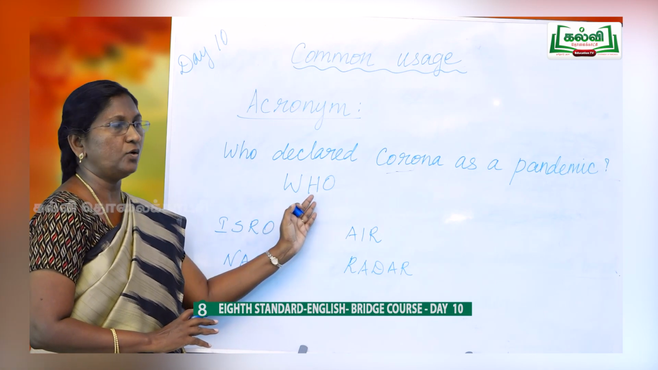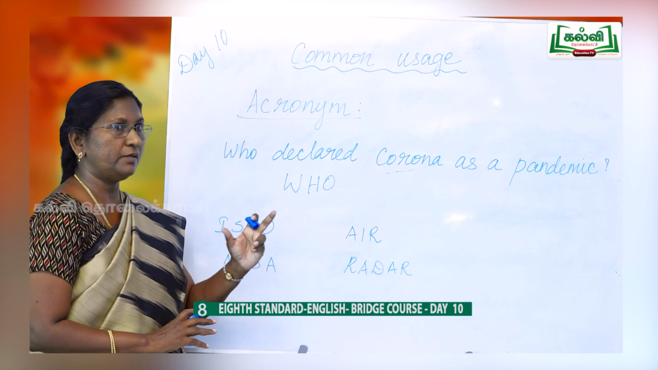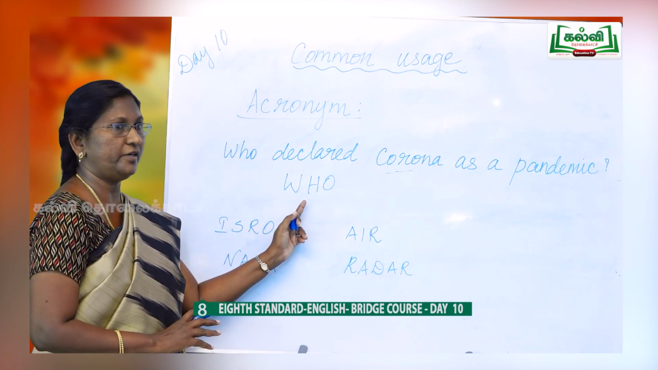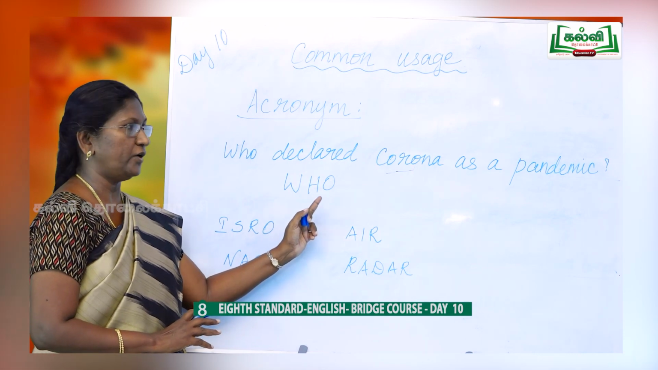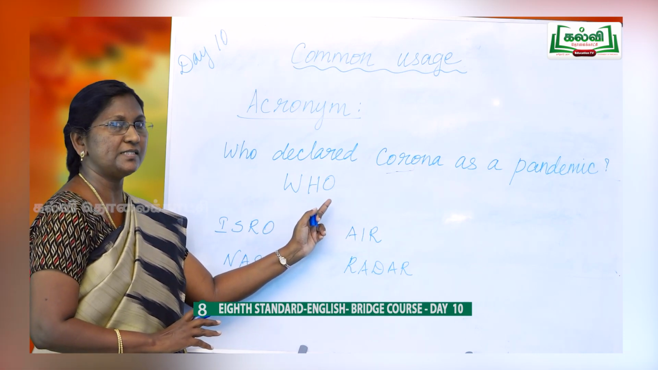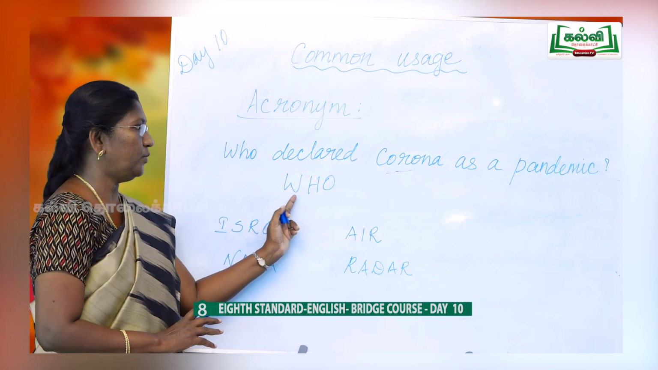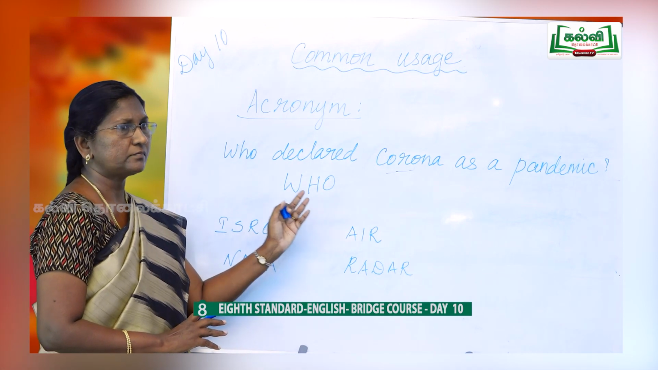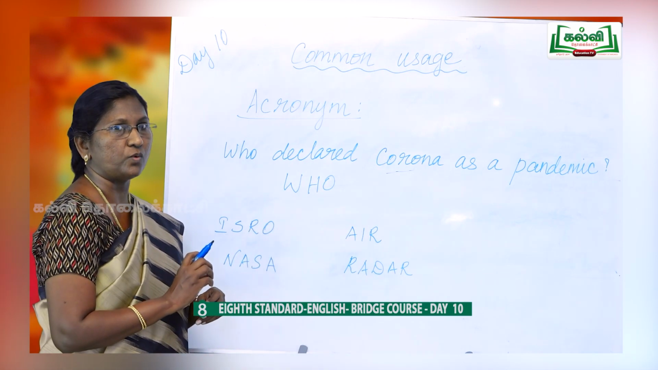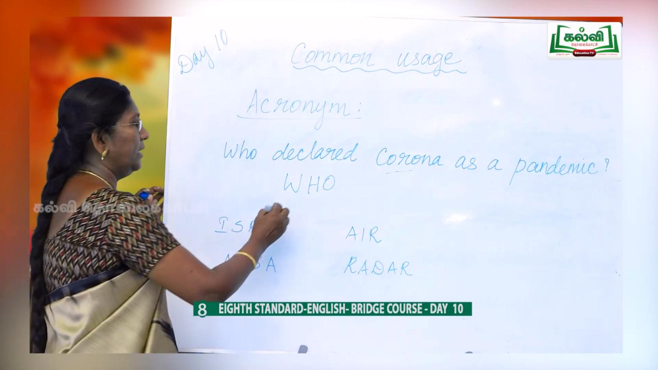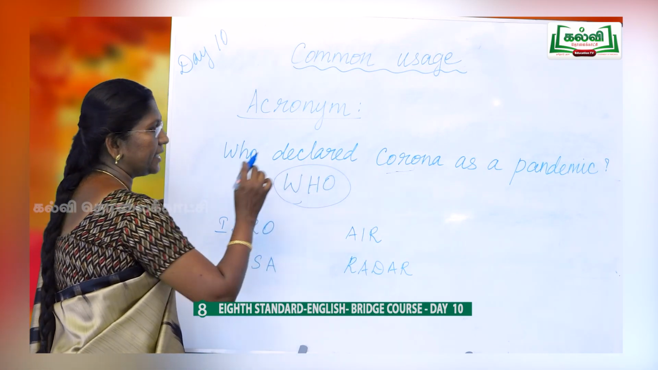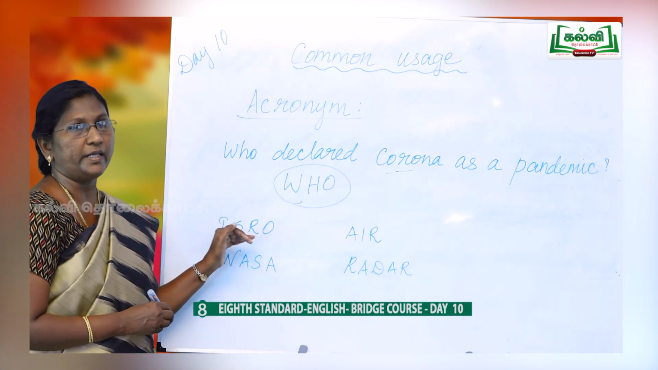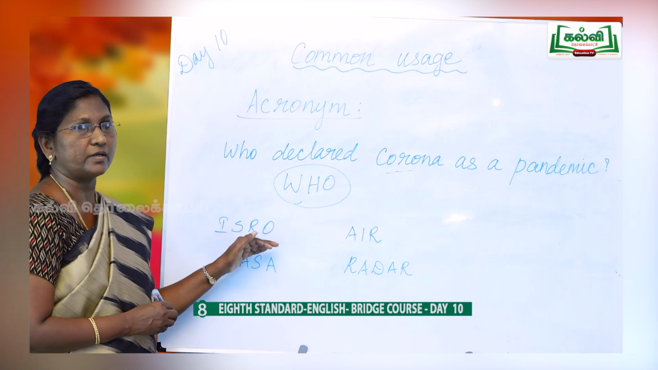World Health Organization. For the word world we use W, for the word health we use H, and for the word organization we use the first letter O. So WHO, that is World Health Organization. The first letters of every word are taken and put together, and we spell this word as who. Just like that, the next word you can see is ISRO, Indian Space Research Organization.